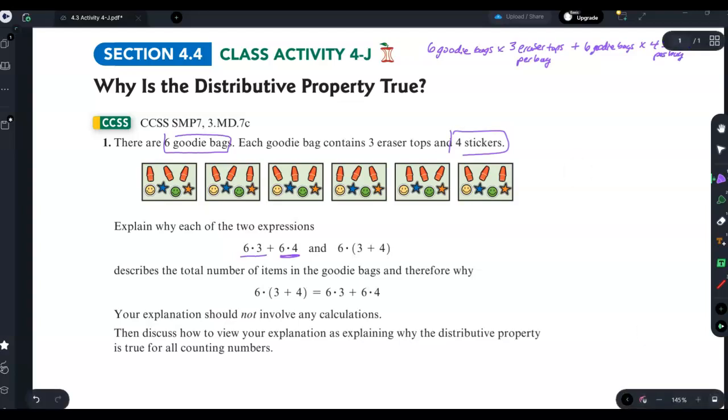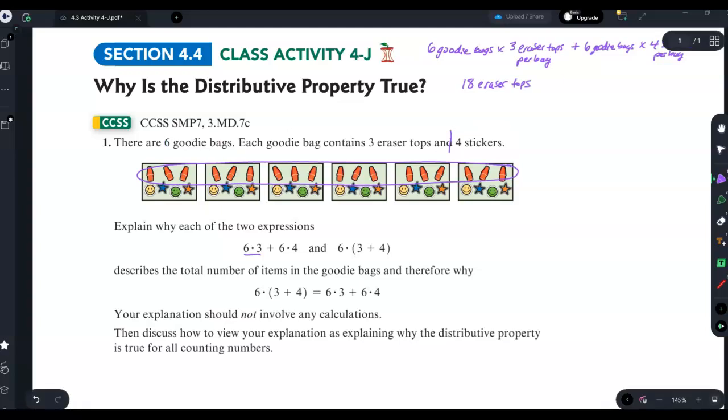So if I were to work through this expression, 6 times 3 plus 6 times 4, I would do my multiplication before I would do my addition, following order of operations. So I would do 6 times 3. So 6 goodie bags times 3 eraser tops per bag would give me 18. 18 what? Well, the bag part essentially cancels, and this is just eraser tops, right? So 18 eraser tops. So this is telling me that there's a total of 18 erasers among all 6 bags.